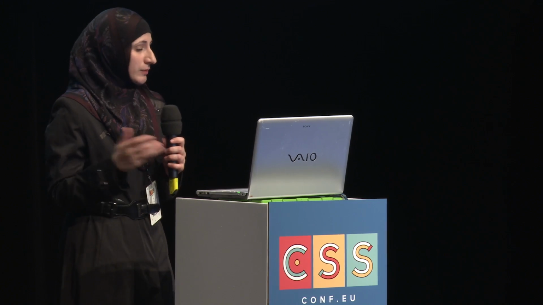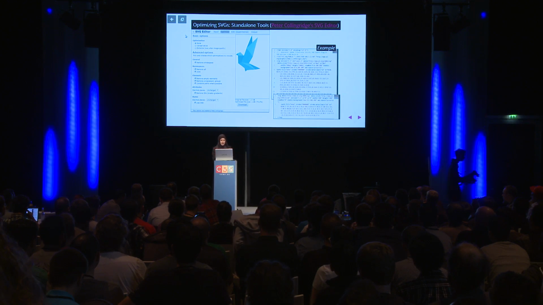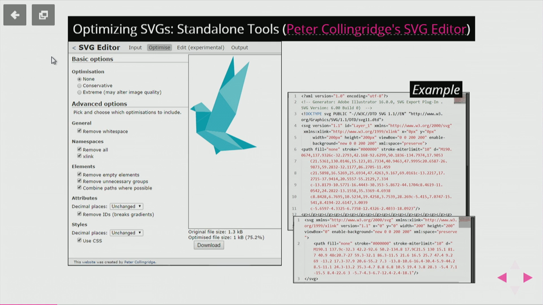If you have animations, they may be broken. Even if you don't have animations, the SVG would look broken. It wouldn't work anymore. On the right, I have an example showing an SVG, a very simple path that I exported from Illustrator. You can see the size of that code, and after optimizing it with Peter's tool, this is the result that I got at the end. It's very small, compact, and very readable.